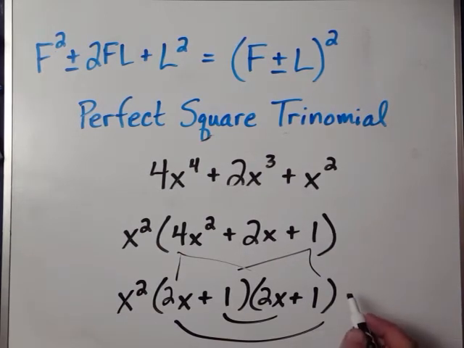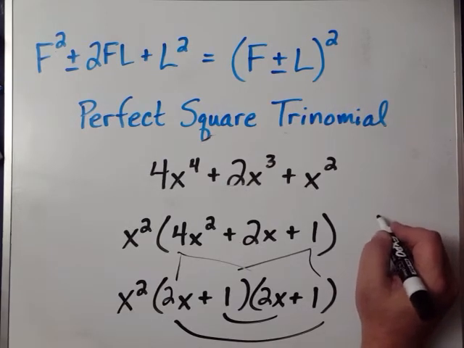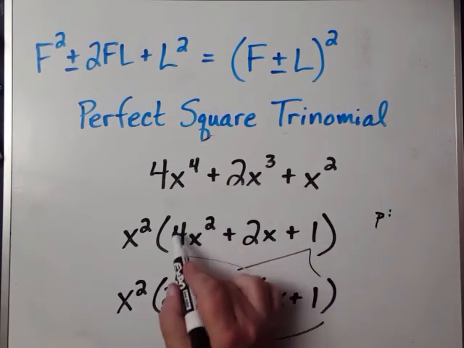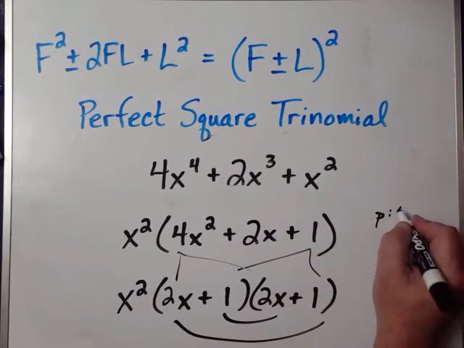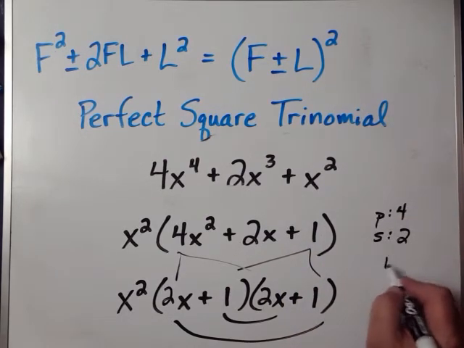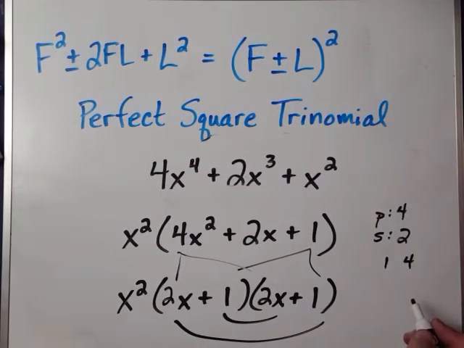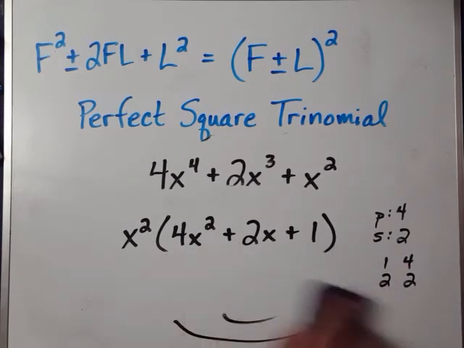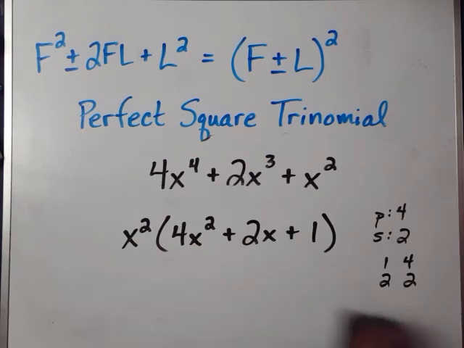But just to be sure, our AC method will tell us. I'm looking for two numbers whose product is what? A times C. 4 times 1 is 4, and whose sum is 2. Is it 1 and 4? Nope. Is it 2 and 2? Nope. And those are all the factor pairs of 4. This won't factor any further. That thing in parentheses is prime.